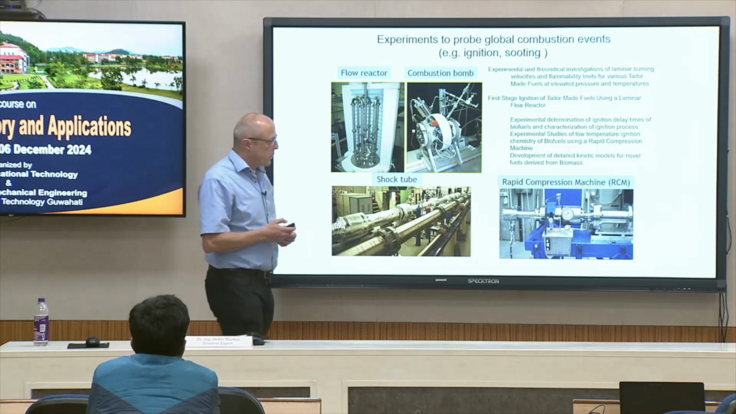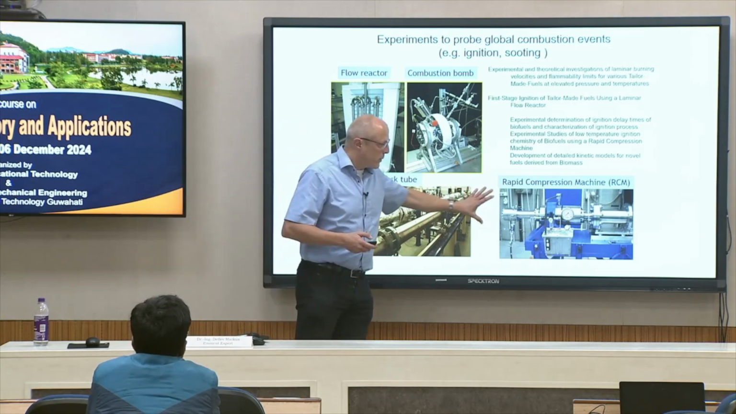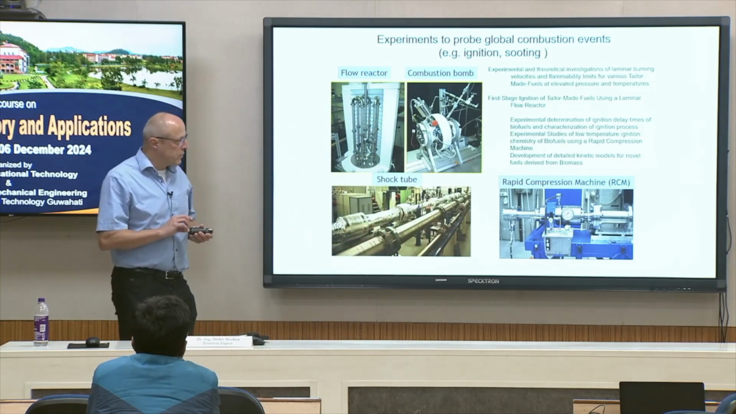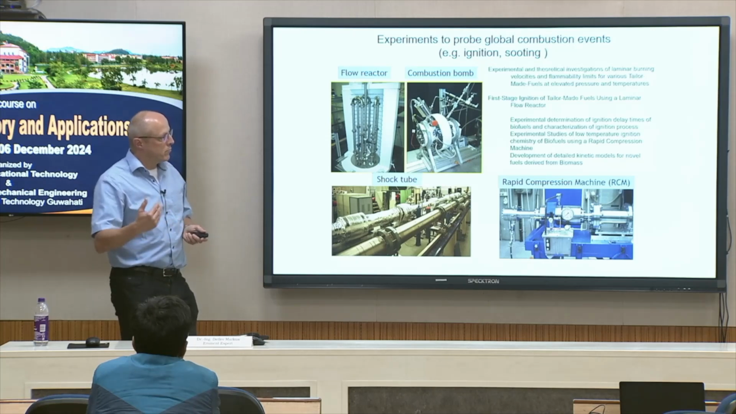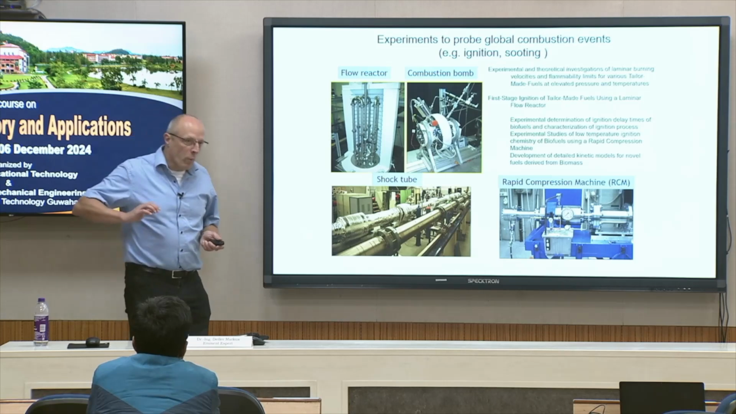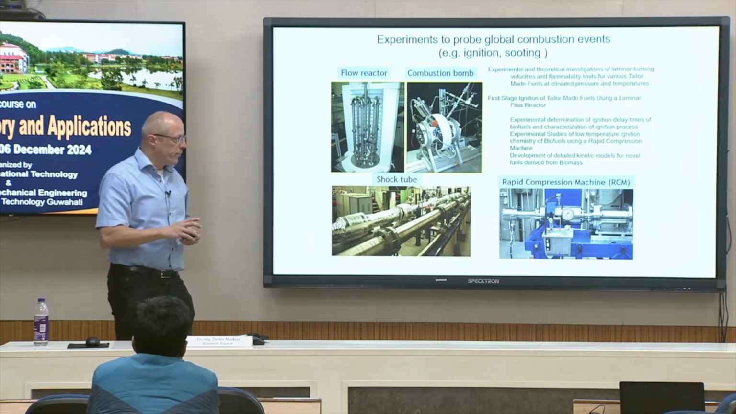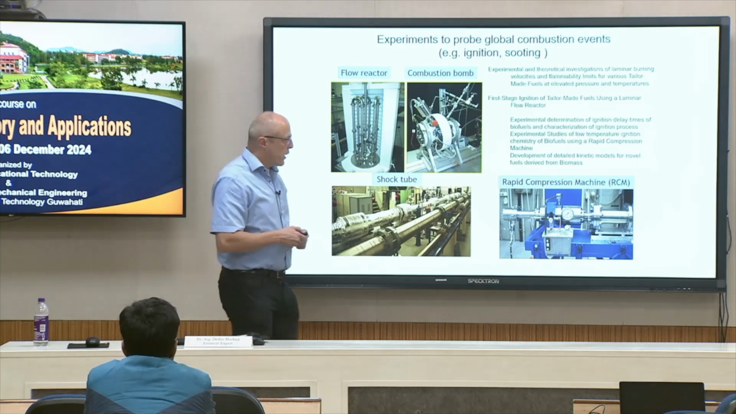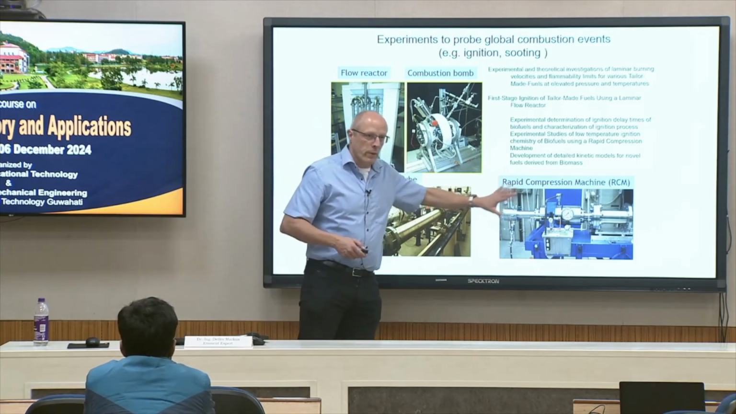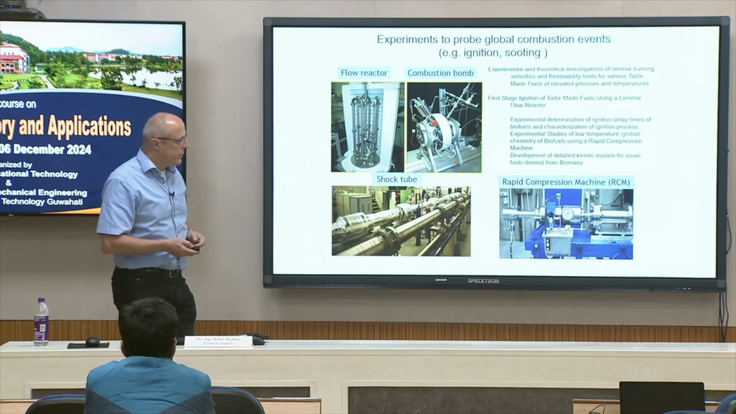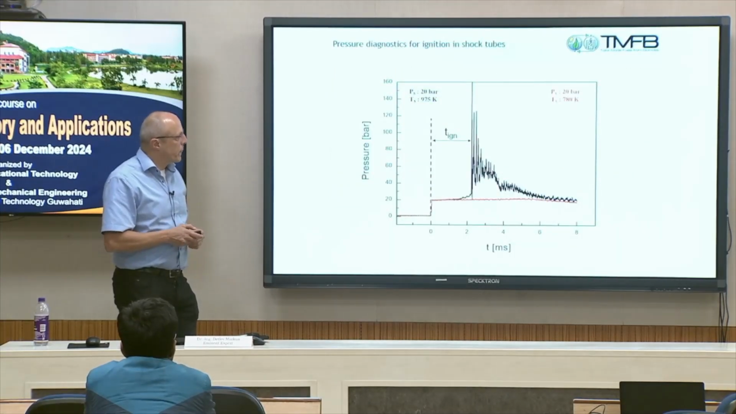And the last experiment is our rapid compression machine, where we can examine the ignition process at intermediate and lower temperatures. So we compress our mixture, giving temperatures in the range of 600 to 1000 Kelvin, and then we examine the subsequent chemistry which takes place.